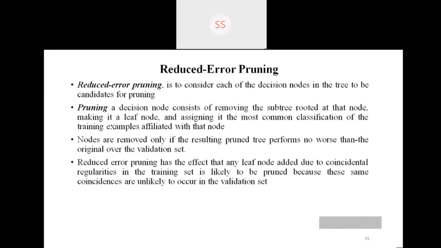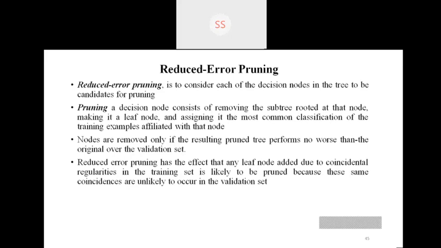Reduced error pruning is to consider each of the decision nodes in the tree to be candidates for pruning. So they are considering each and every node as a candidate for pruning. And pruning a decision node consists of removing the subtree rooted at that node, making it a leaf node and assigning it the most common classification of the training examples affiliated with that particular node. And nodes are removed only if the resulting pruned tree performs no worse than the original over the validation set.